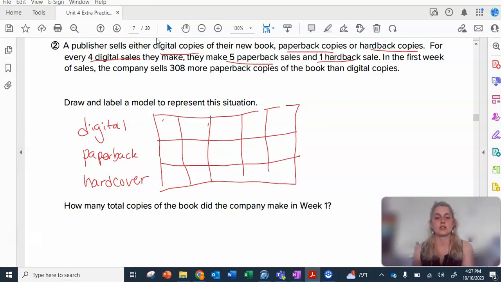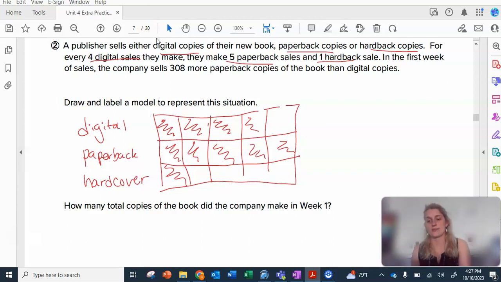Every 4 digital sales, 1, 2, 3, 4. 5 paperback sales, 1, 2, 3, 4, 5. And 1 hardback hardcover sale. That is the whole point right there, is doing the drawing. Now the next part will include this.